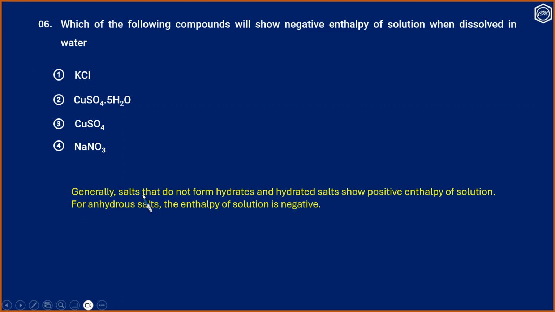We know generally salts that do not form hydrates and hydrated salts show positive enthalpy of solution. For anhydrous salts, the enthalpy of solution is negative. And here KCl and NaNO3 do not form hydrates, so they must show positive enthalpy of solution. CuSO4·5H2O is hydrated, so that also shows positive enthalpy of solution. And option 3 is anhydrous copper sulphate, so that should show negative enthalpy of solution. So the correct answer should be option 3.